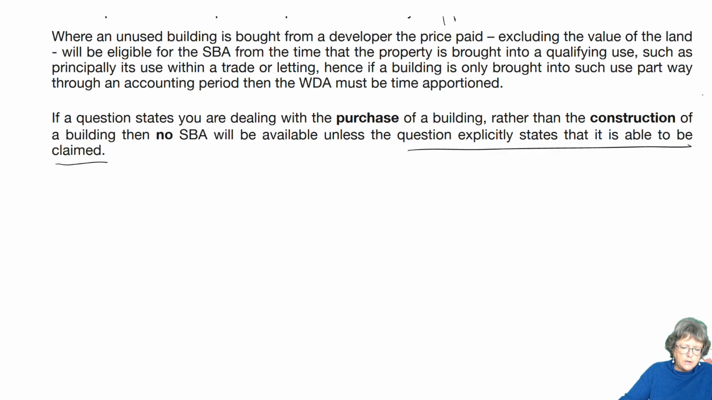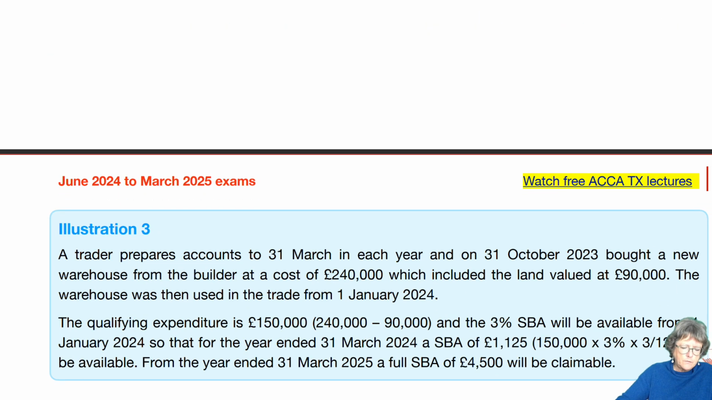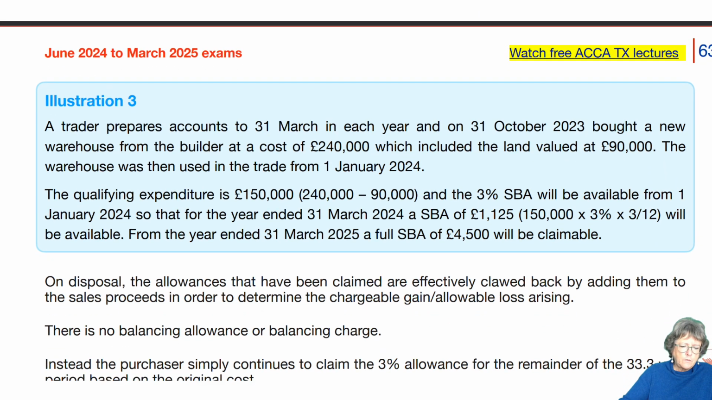So I have an illustration here for you. This is unlikely to come up as a main question. It's going to be a small question if you're going to get one. A trader prepares accounts to the 31st of March each year, and on the 31st of October 23 bought a new warehouse from the builder at a cost of $240,000, which included land of $90,000, which, if you remember rightly, we cannot claim for.